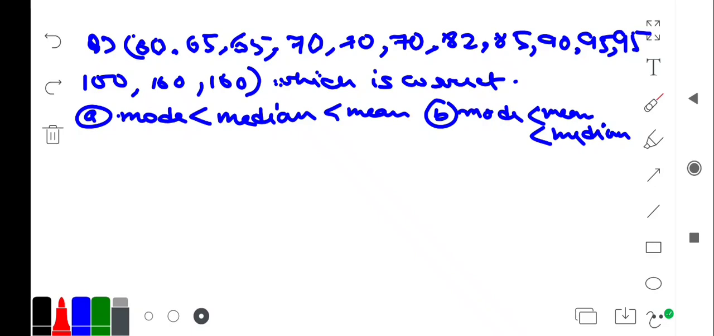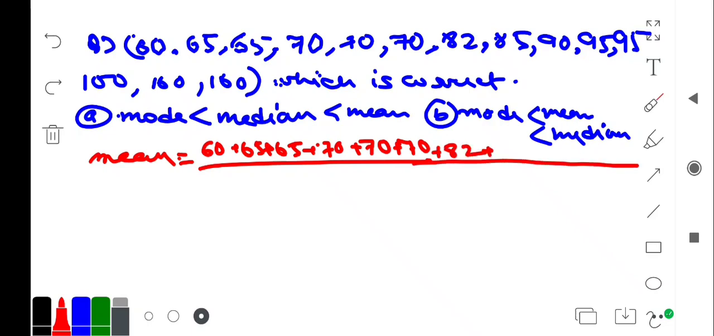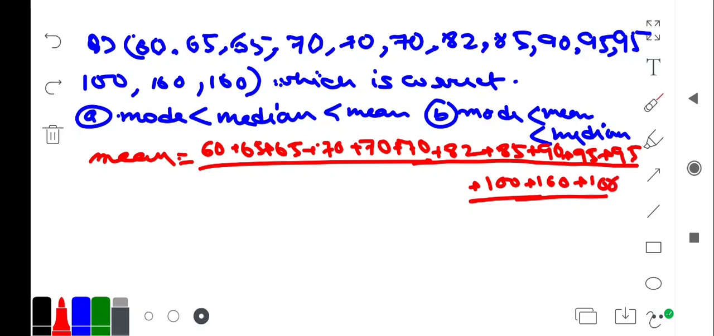Okay, so next we have to use the mean value. The sum is 60 plus 65 plus 65 plus 70 plus 70 plus 70 plus 82 plus 85 plus 90 plus 95 plus 95 plus 100 plus 160 plus 160.